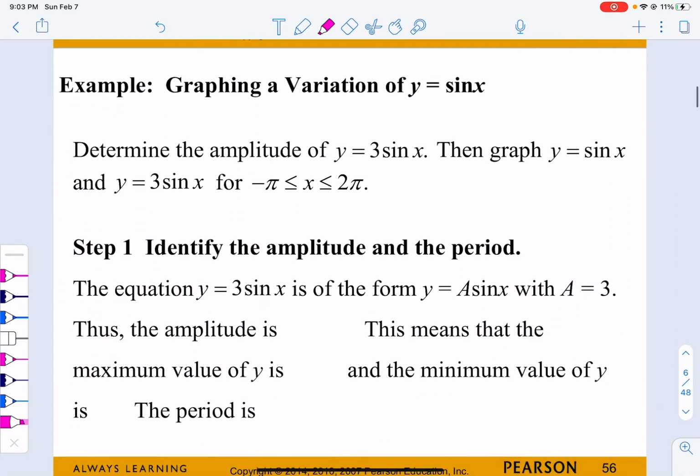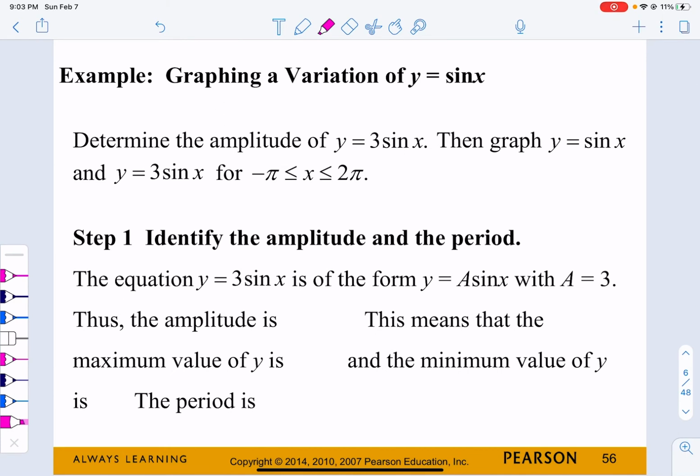So let's take a look at our basic function, graphing a variation of y equals sine x. It says to determine the amplitude of the equation y equals 3 sine x. Then graph y equals sine x and y equals 3 sine x for negative pi is less than or equal to x, which is less than or equal to 2 pi. So we're going to go through those 5 steps.